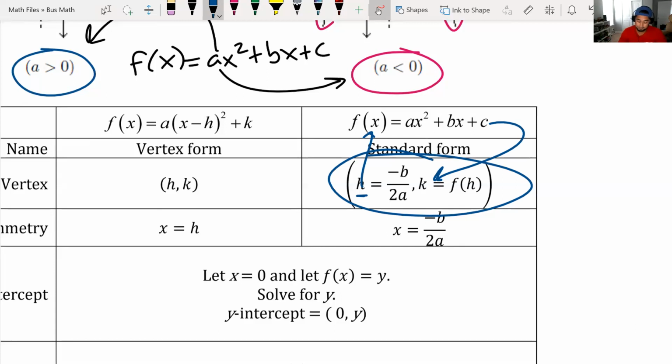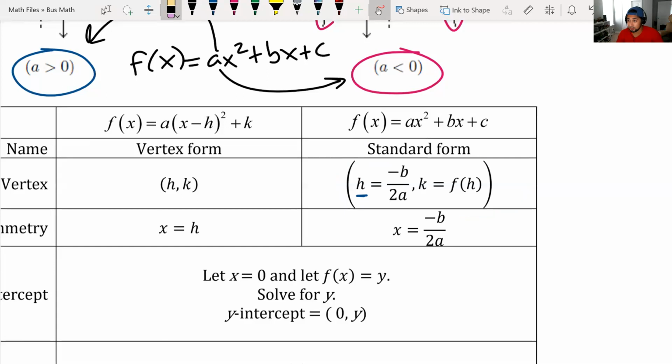You'll use the formula. Sometimes this is faster, especially for applications.